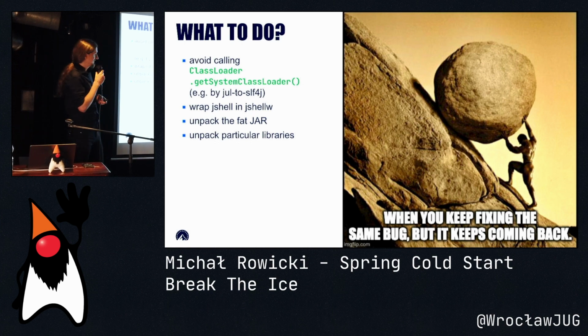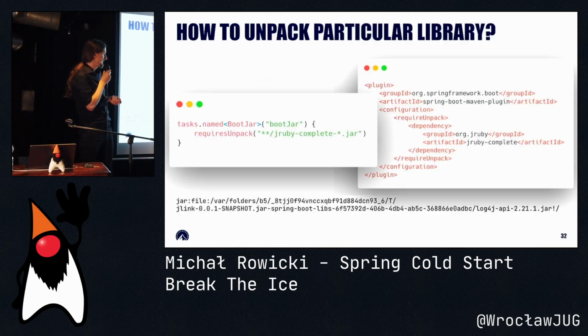And so what can we do in our code? First of all, we should avoid calling the system class loader. Then, for some tools from the JVM, there are wrappers, like the JShell wrapper, which can use the URL class loader. We can also just unpack the fat jar, or unpack some particular libraries. Here is a snippet for unpacking them.